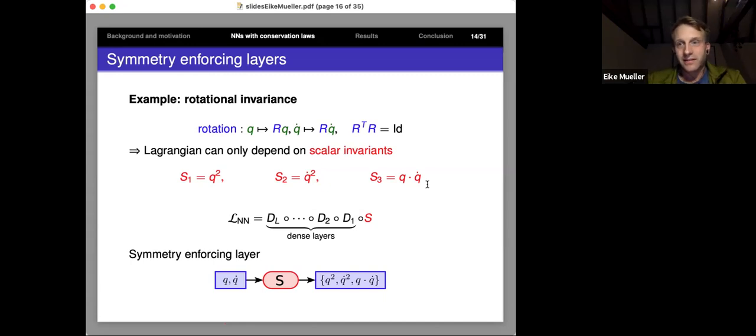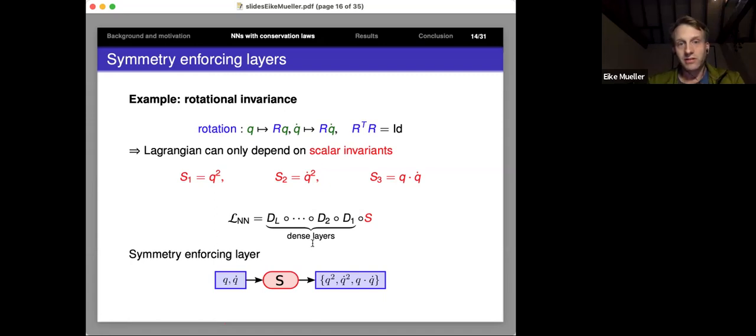Okay, so the symmetries I'm looking at here are really rotation invariance and translation invariance. That's the only ones I looked at so far. Let's have a look at the rotation invariance. So we're in R3 again, and we're just looking at these rotations. I rotate Q and Q dot. And now the question is, what are the invariants I can construct from these two vectors? There's only really three: Q squared, Q dot squared, and Q times Q dot. Okay, so those are the three invariants I can have.